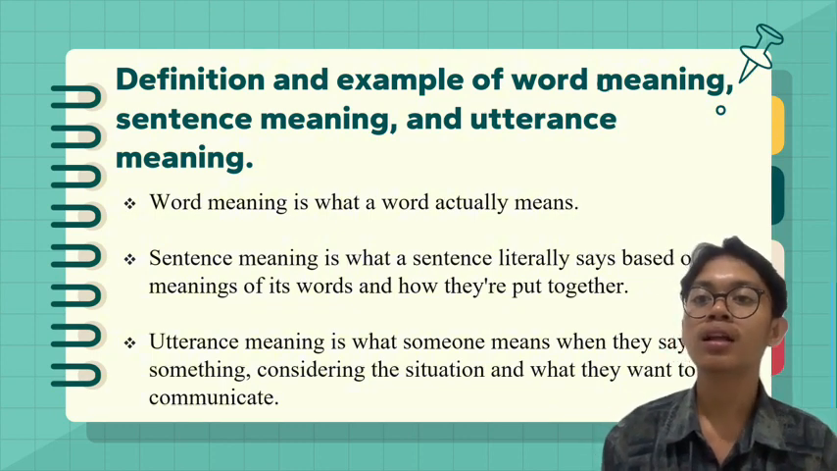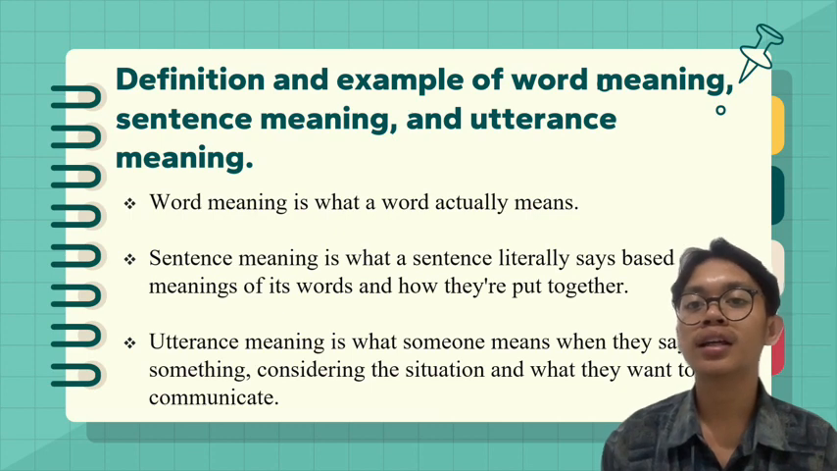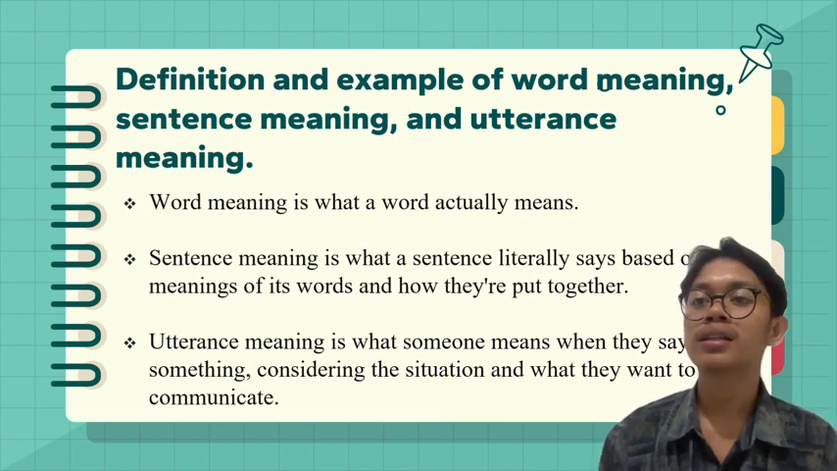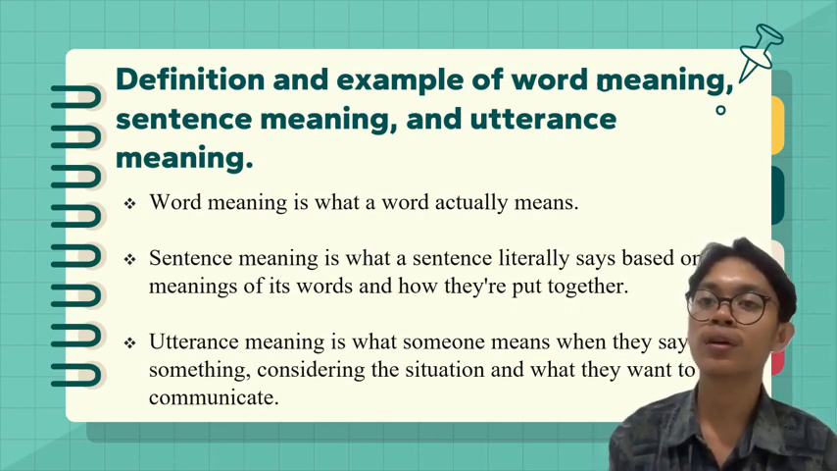For example, a book means a bunch of pages bound together. And next is sentence meaning. Sentence meaning is what a sentence literally says based on the meanings of its words and how they are put together.